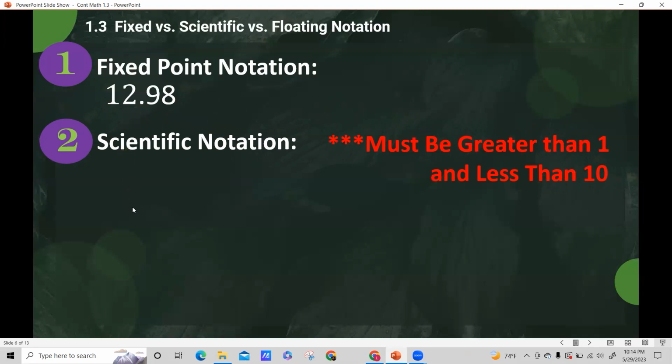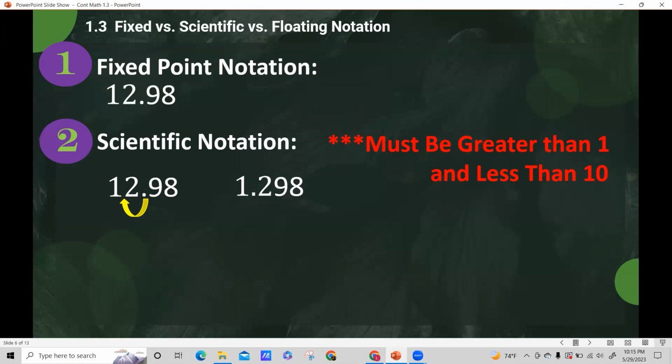So that's where scientific notation works. So I'm going to take my 12.98 and I'm going to move this decimal place. I have to move it to the left so that it becomes a number less than 10. So when I move it one time, that becomes 1.298. Now, 1.298 is a number that is greater than 1 and it is less than 10. So that will solve my problem.